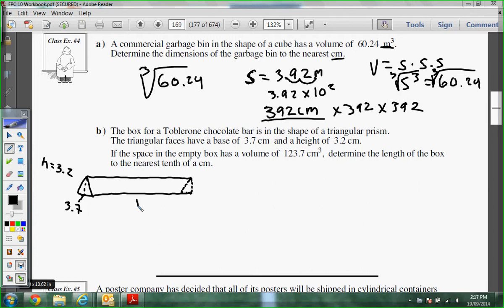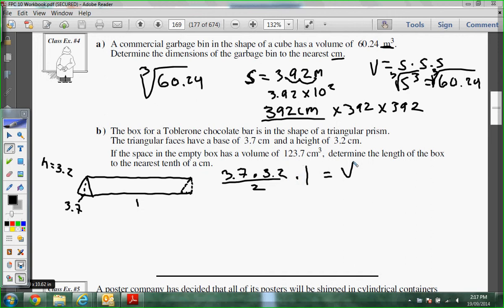Okay? But we do know how to find the volume, right? The volume of a triangular prism is the area of the base times height. The area of that base is what? This base here is a triangle, right? So what's that going to be? How do you find the area of a triangle? It's half of a square, divided by 2. Base times height divided by 2. So I have 3.7 times 3.2 all over 2. That's dividing it all by 2. Times length equals volume.